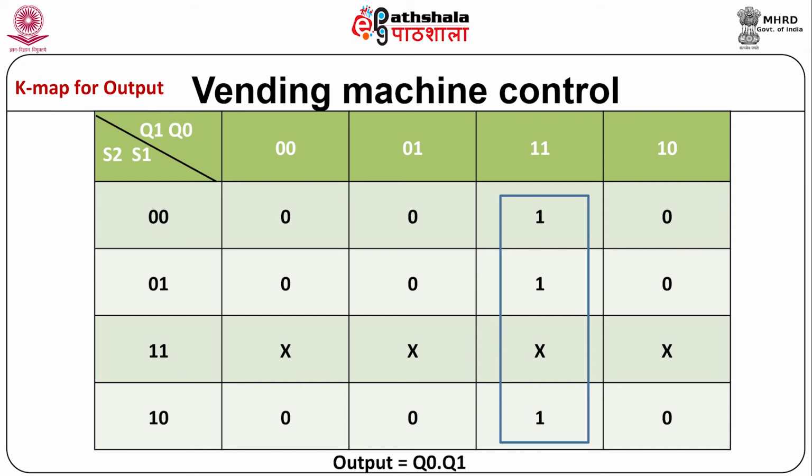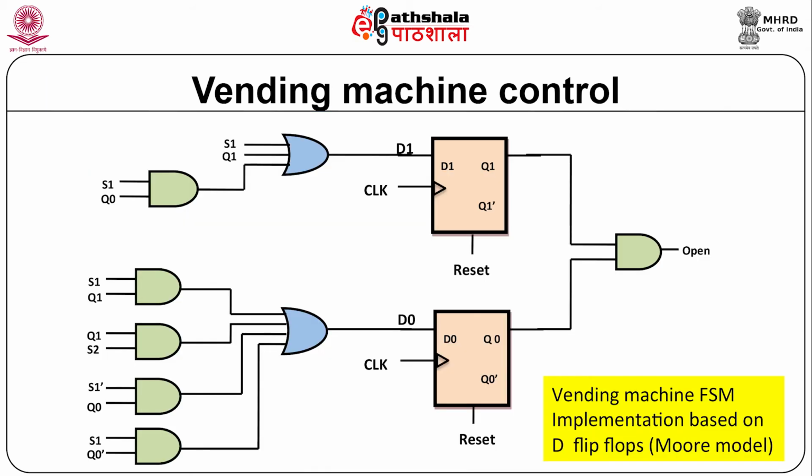This results in a simplified Boolean expression for the output: output is equal to Q1 into Q0. The next step is to realize the logic diagram from the 3 Boolean expressions obtained, for the inputs of the D flip flops and the output of the vending machine. This implementation requires flip flops and combinational circuits as shown in this figure. Mainly, to implement the product terms and the sum terms, simple AND gates and OR gates are used respectively.